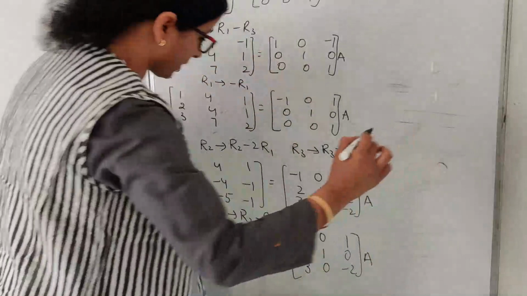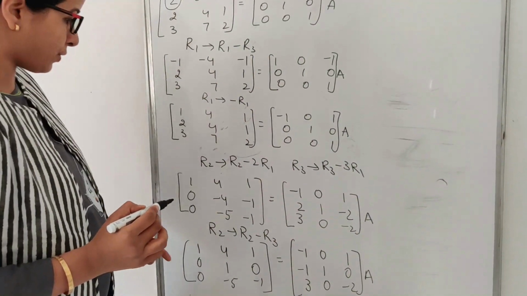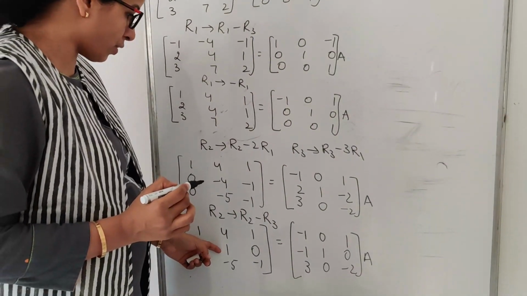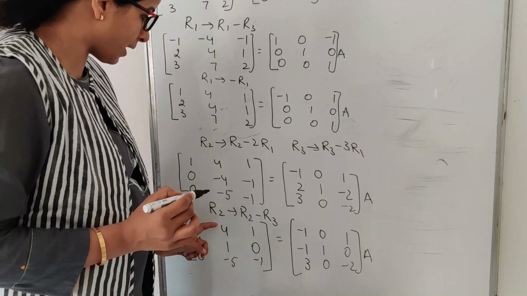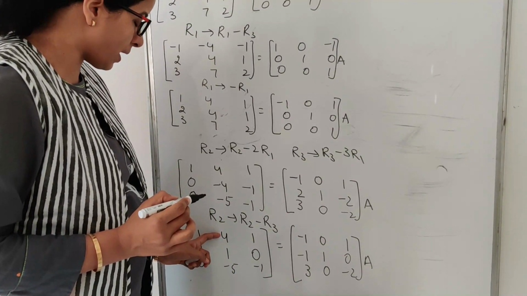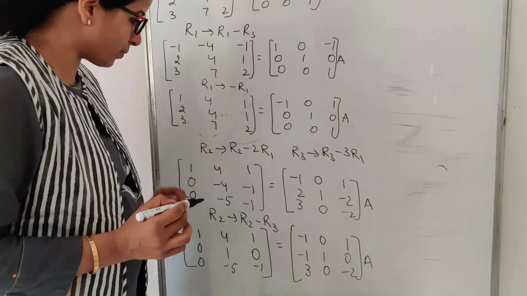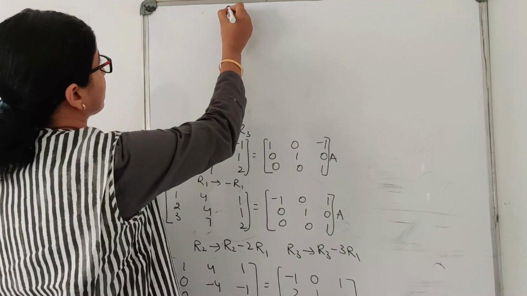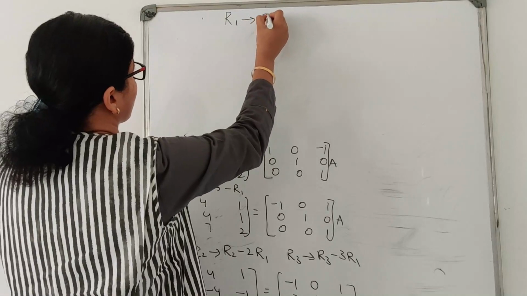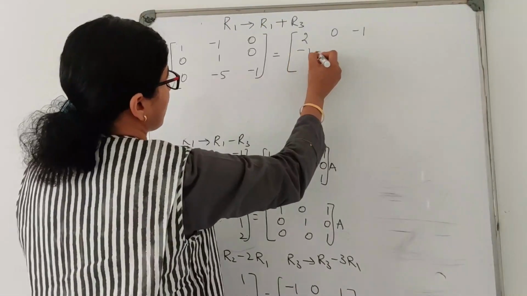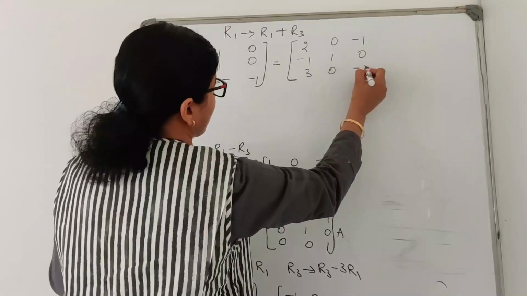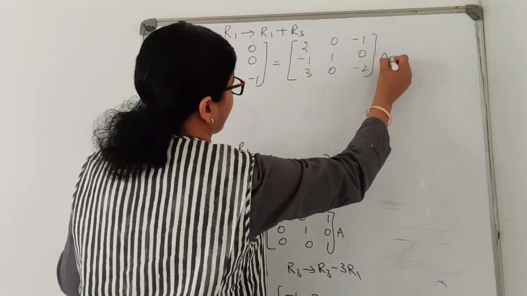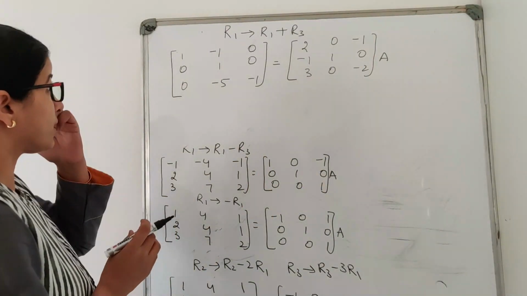A. Is that clear? Now what do I have to do? See, I have got 0 here also, so I have to make 0 over here. Here also 0. So what am I going to do? I will add these two. So now R1 tends to R1 plus R3. Minus 1, 1, 0, 3, 0, minus 2, A. Clear? Now what is left for us?